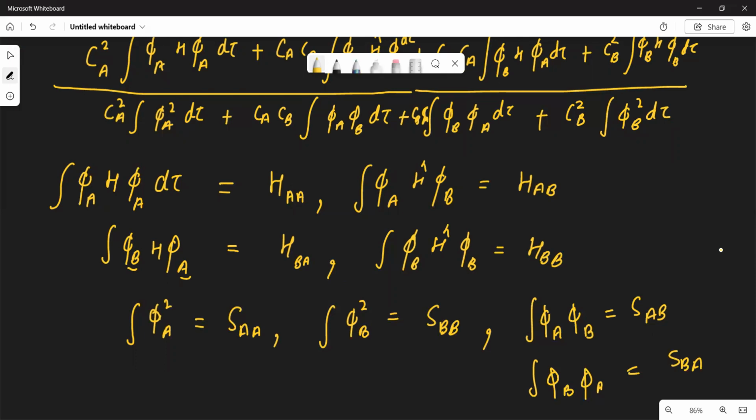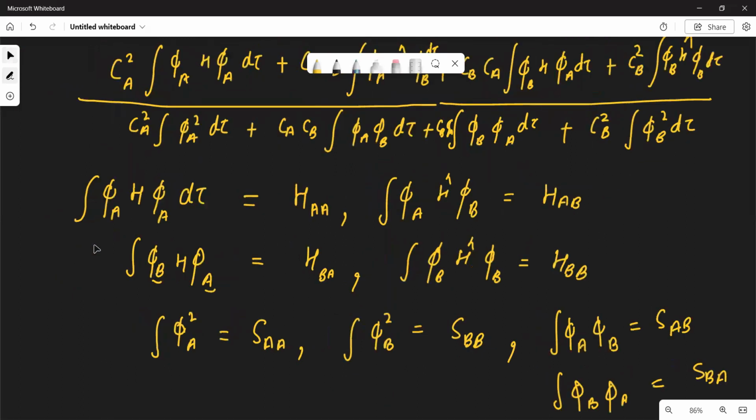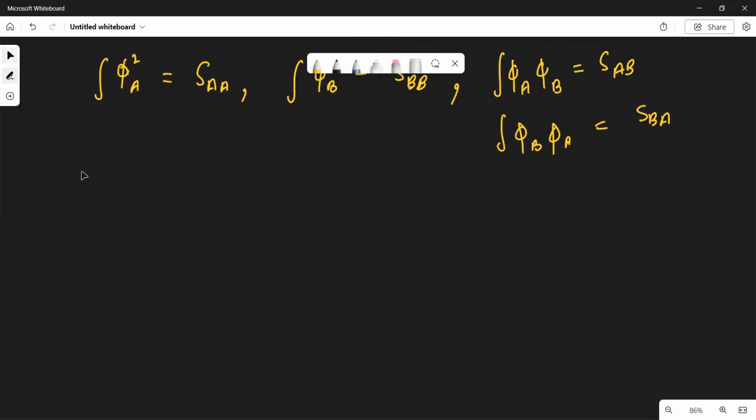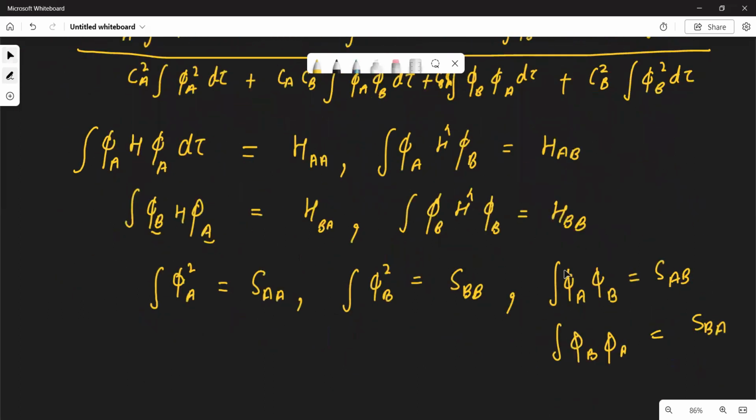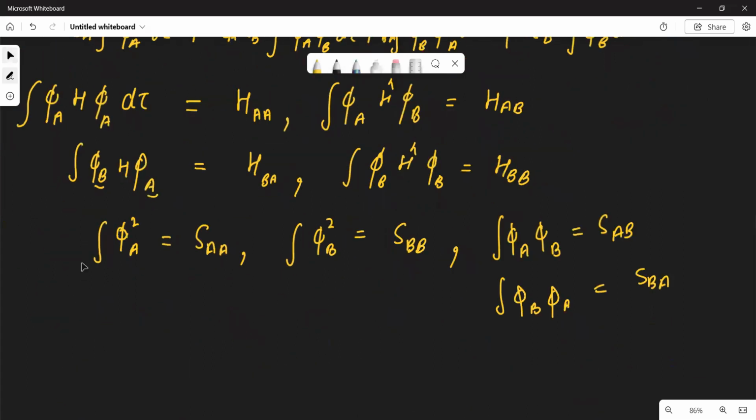Now let's use these notations in place of the integrals. Let's see the expression of energy now. I'm going to write the expression of energy by using these notations in the equation. You can mark this equation with any number, say as the first number. Now we will use these notations.